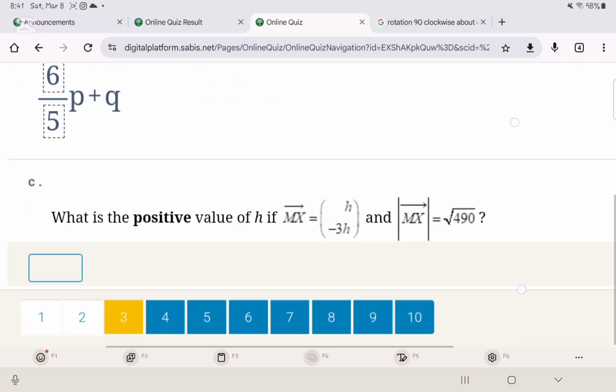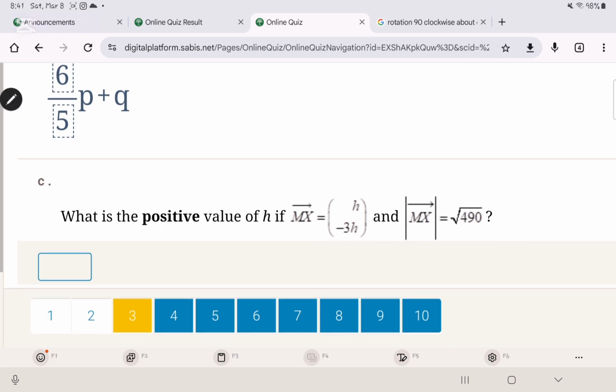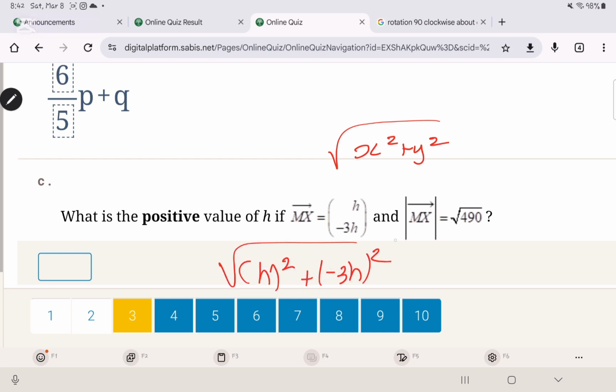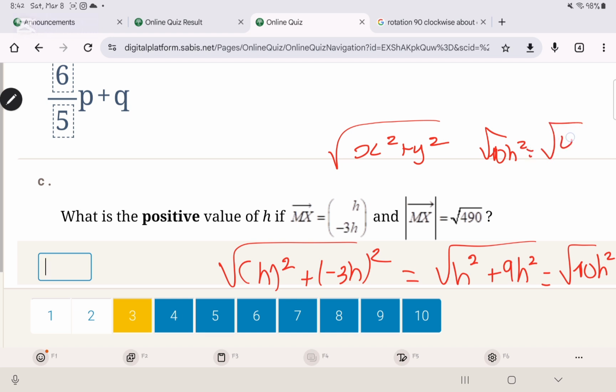Now finally, part C. This is unrelated, okay? This is totally unrelated to the above. They said, what is the positive value of h if MX is equal to (h, -3h) and the magnitude of MX is equal to radical 490? How do we find the magnitude? It is radical x squared plus y squared. So here it is radical h squared plus (-3h) squared. So you get radical h squared plus 9h squared. So radical 10h squared. Very simply, they said radical 10h squared is equal to radical 490.